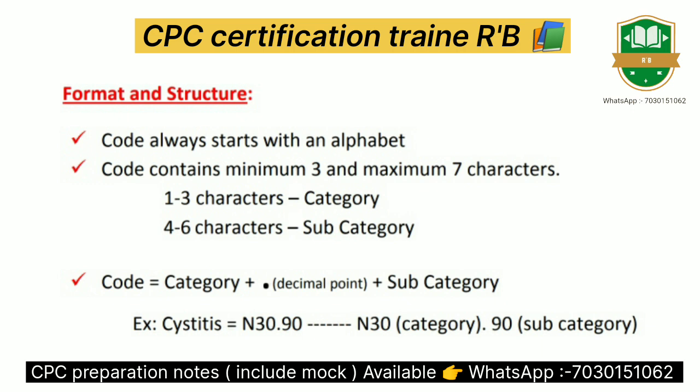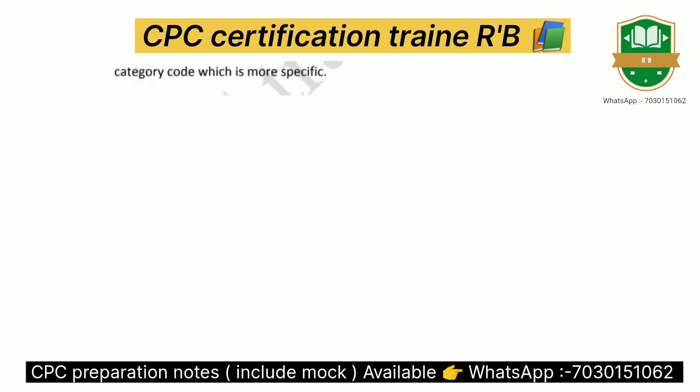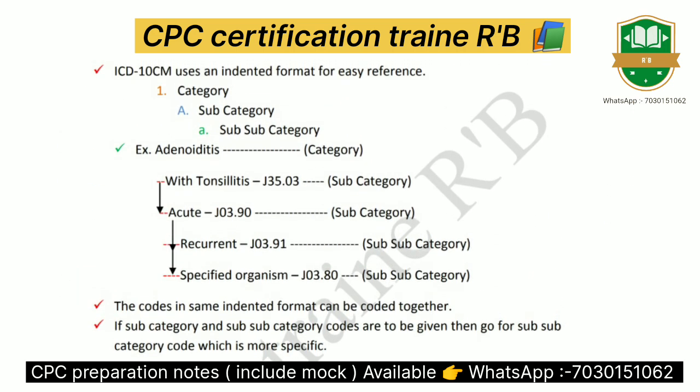Then next, ICD-10 is used in an indented format for easy reference. You can check first the category, then the subcategory. Okay, for example, the category is adenoid, with subcategory tonsil, with subcategory acute, with recurrent or specific organism. Then you check category, subcategory, sub-subcategory. Then you can go directly to the code.